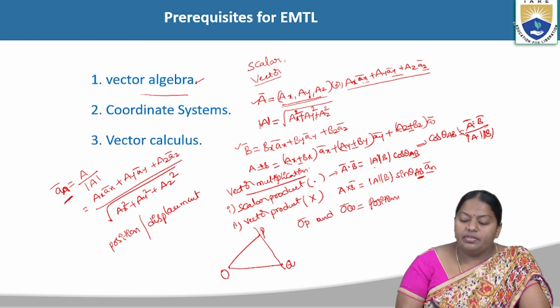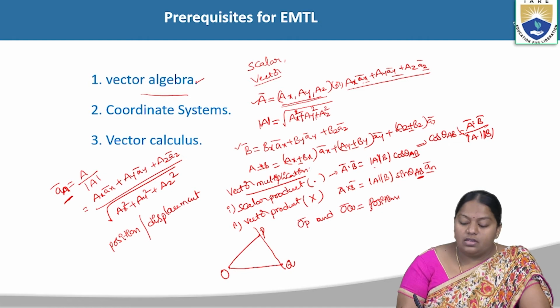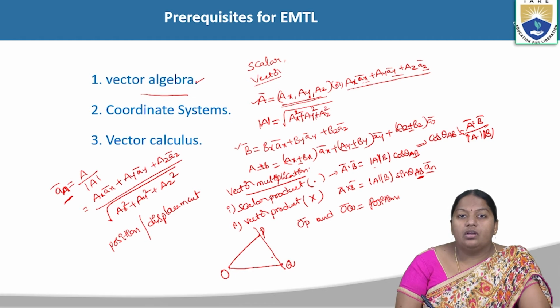Means position vector is the vector that gives the distance from the origin to the particular point P, or origin to the point Q. Now suppose we want to find the distance between P and Q. P and Q are the two reference nodes, well-defined nodes.